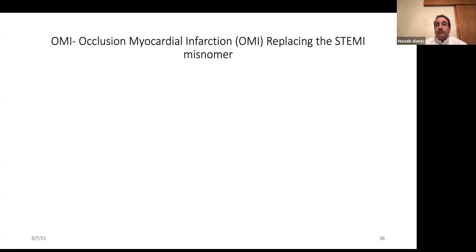Okay, now there's a new terminology which is coming out, especially in 2020 and 2021, which is occlusion myocardial infarction rather than ST elevation infarction. Because sometimes, as we saw in the inferior leads or even other leads or left bundle branch block, you will find that the patient has MI, but there are no clear features on the ECG to indicate that there is myocardial infarction.